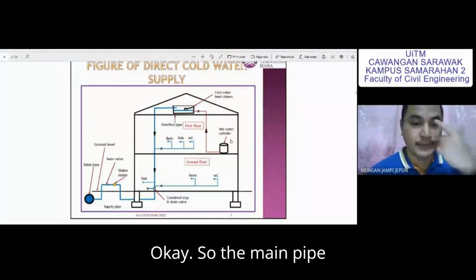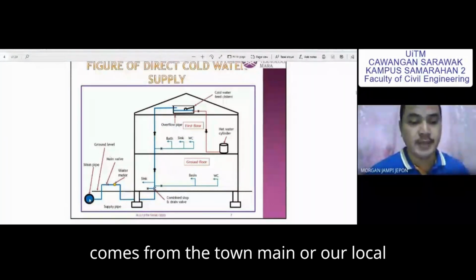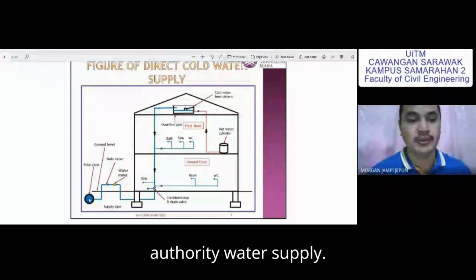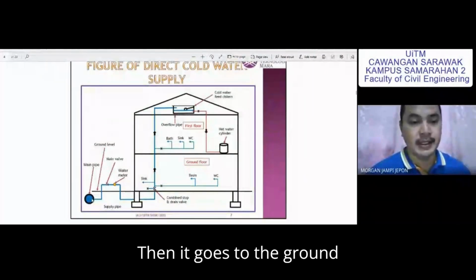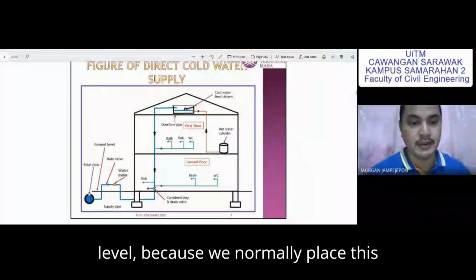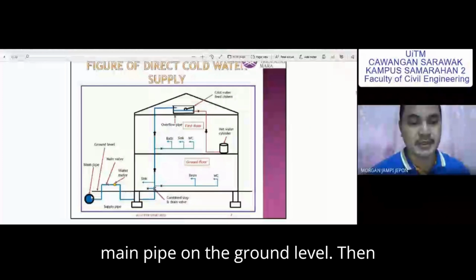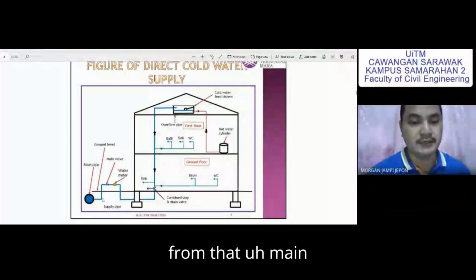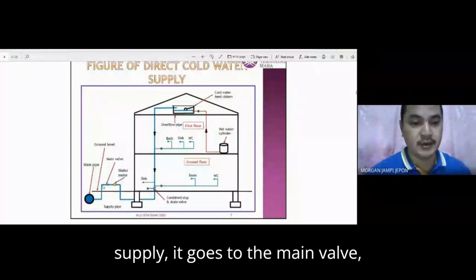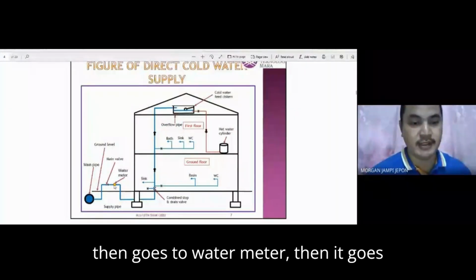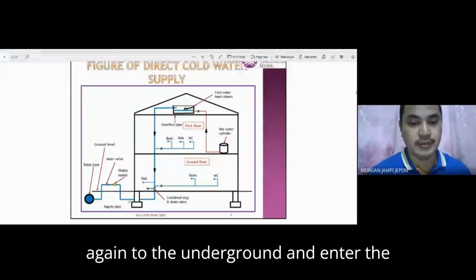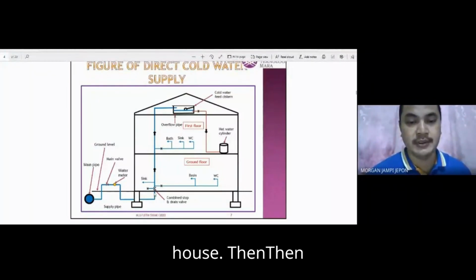The main pipe comes from the town main or a local authority water supply. Then it goes through the ground level, because we normally place this main pipe on the ground level. Then from that main supply, it goes to the main valve, and then to the water meter, then it goes again underground and enters the house.